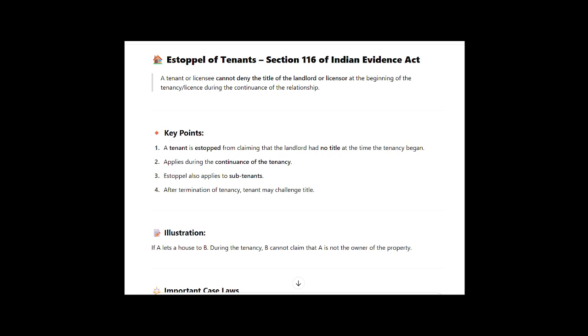3. Estoppel also applies to subtenants. 4. After termination of tenancy, tenant may challenge title. Illustration. If A lets a house to B, during the tenancy, B cannot claim that A is not the owner of the property.